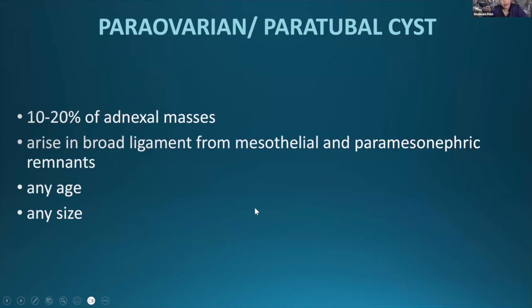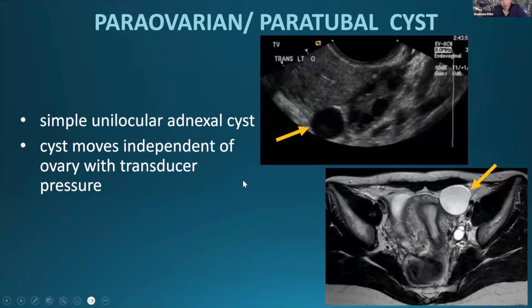Moving on to para-ovarian or paratubal cysts, these account for 10 to 20% of adnexal masses, and they arise in the broad ligament from mesothelial and paramesonephric remnants. They can occur in women of any age, and they can be any size. On imaging, these are simple unilocular adnexal cysts. A good advantage of ultrasound is that when you do TV imaging, you can actually use probe pressure to separate the paraovarian cyst from the ovary and confirm a diagnosis of a paraovarian cyst because it moves independently.